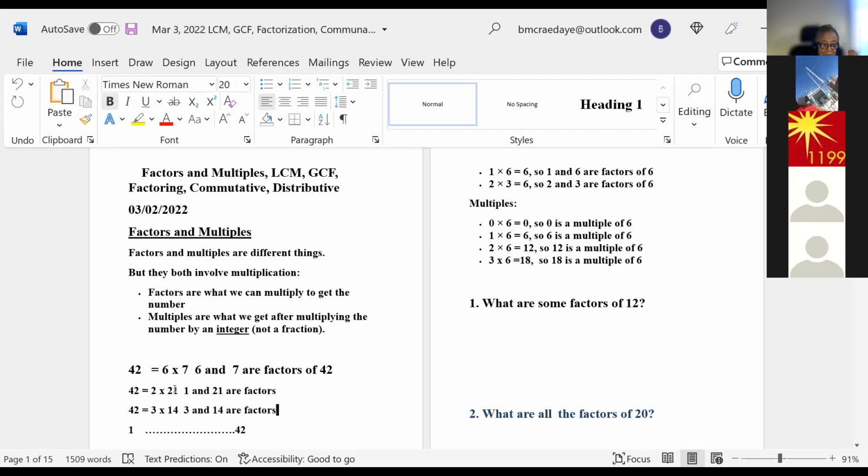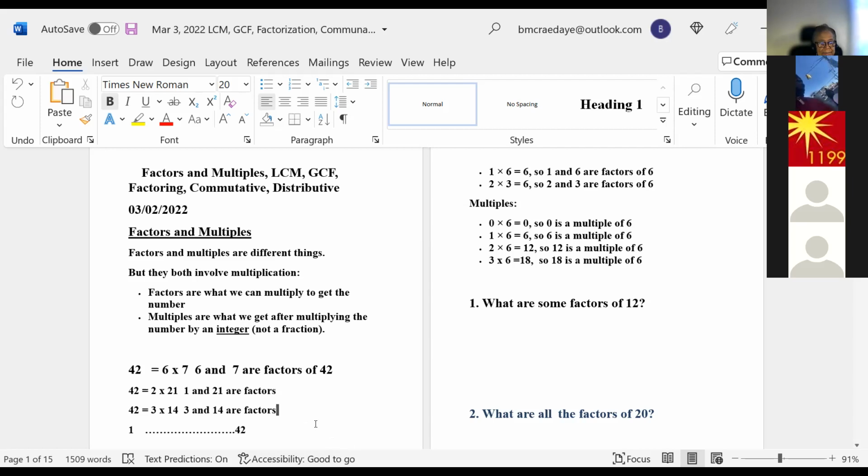Right. And the same with the 21. 21 has factors 7 and 3. You got the 3 again. So that 3 could divide into 42. So it has divided into the number without a remainder. Yes. So those are factors.